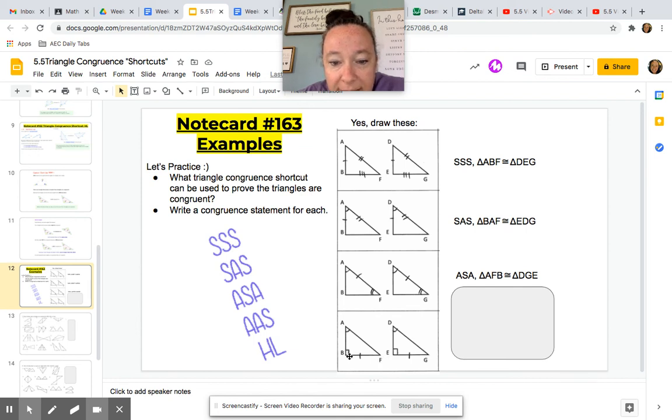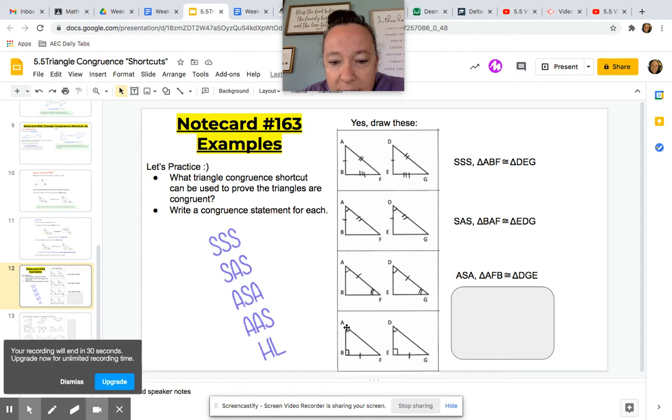Last one, I see a right angle. Okay, so that's a right angle, but I don't have the hypotenuse. See, this is hypotenuse leg. I need to know the hypotenuse, and their hypotenuse, guys, is not marked. Remember, the hypotenuse is across from the right angle. It is not marked, so I need to go somewhere else with this.